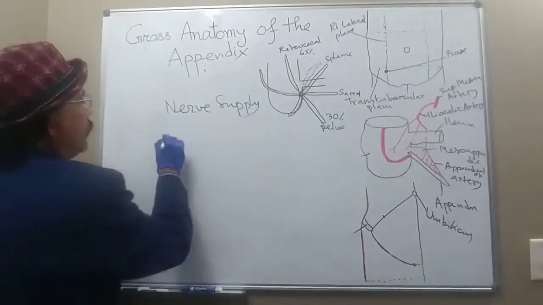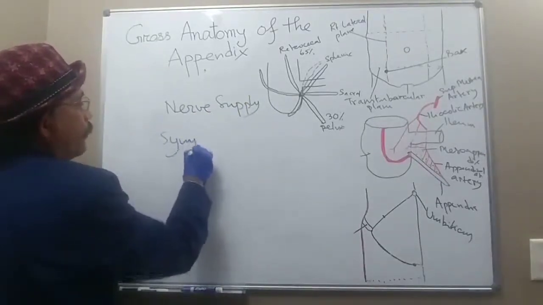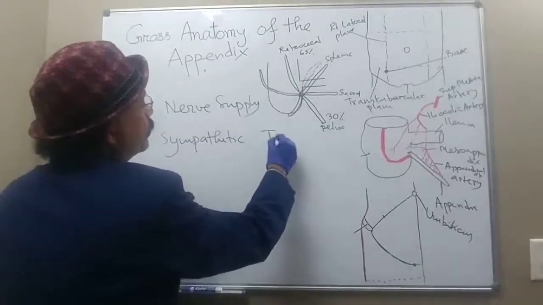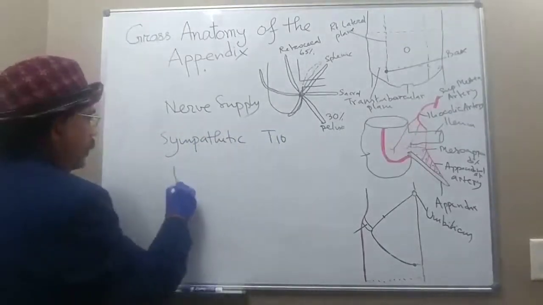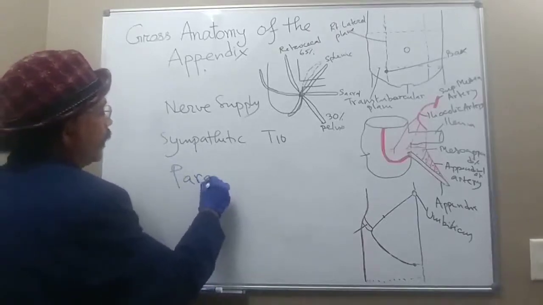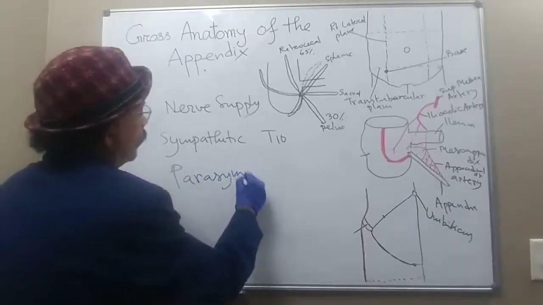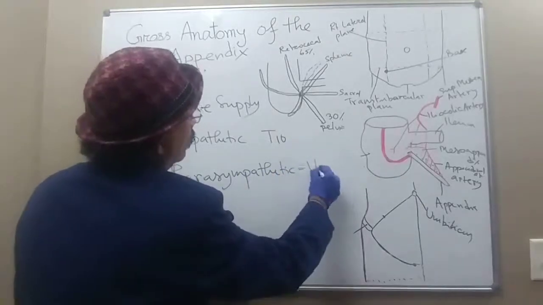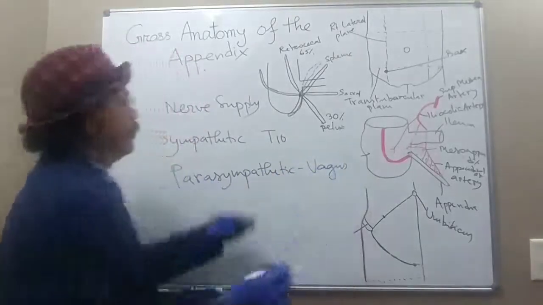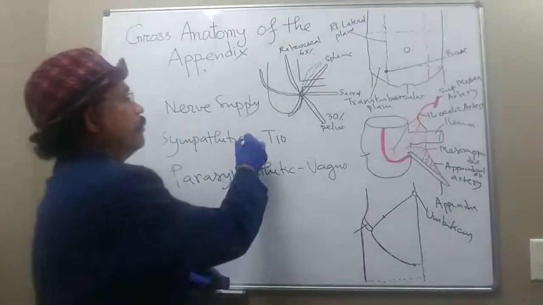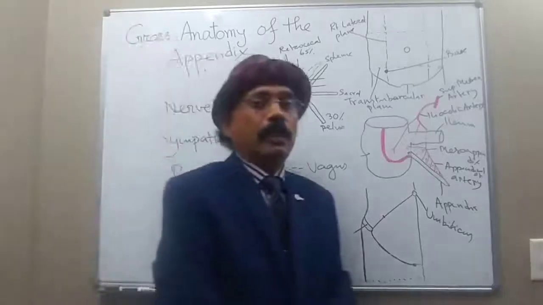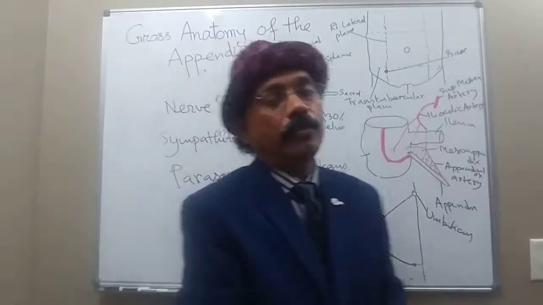Nerve supply: we have sympathetic from T10, parasympathetic from the vagus. So sympathetic is very much important to us. Both of them are important. Sympathetic actually carries the pain sensation.